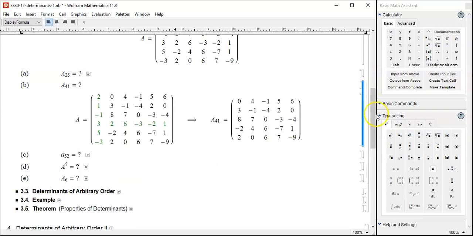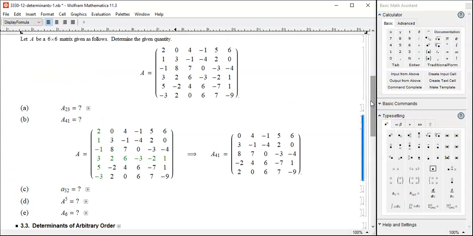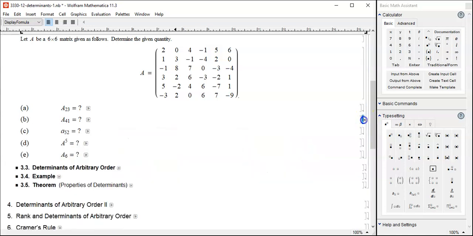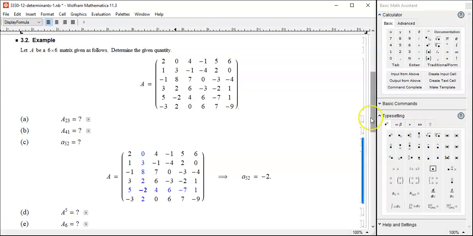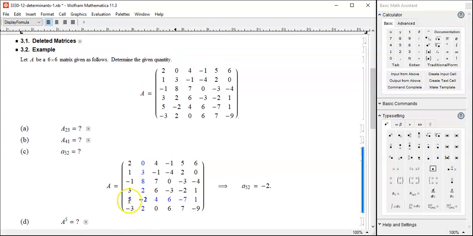Another example, fourth row, first column, these are out, and what's left is the deleted matrix. How about A5, 2? This is not a deleted matrix. Fifth row, second column, and this entry -2 is A5, 2.